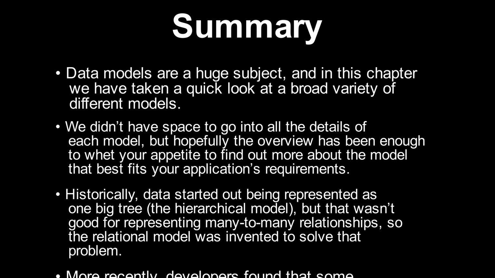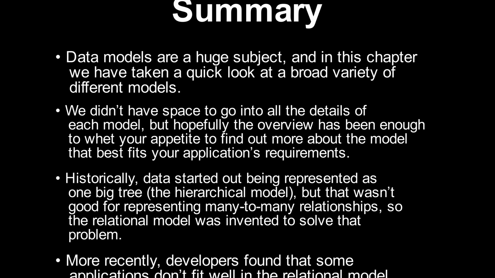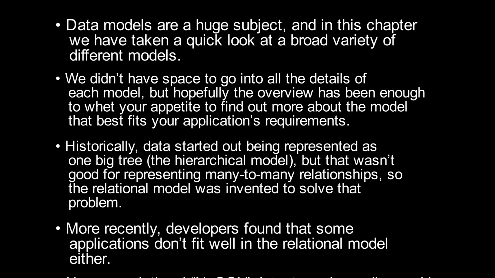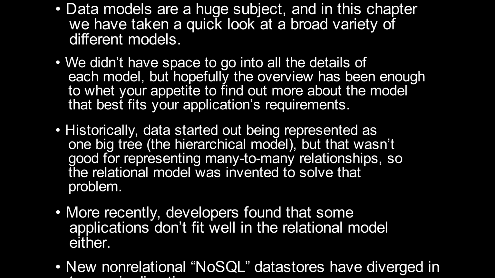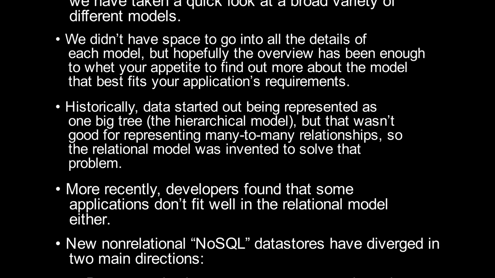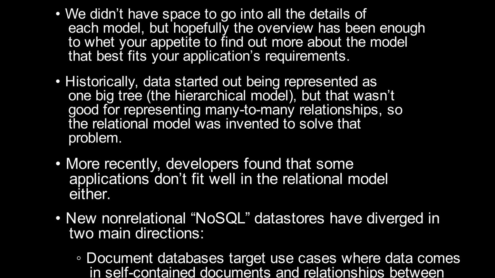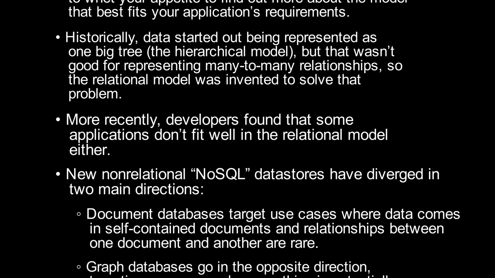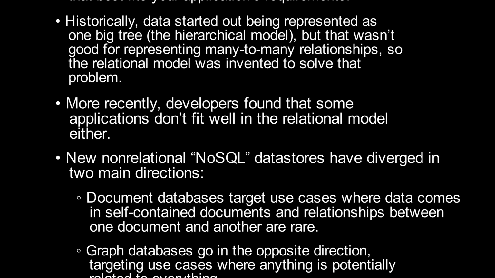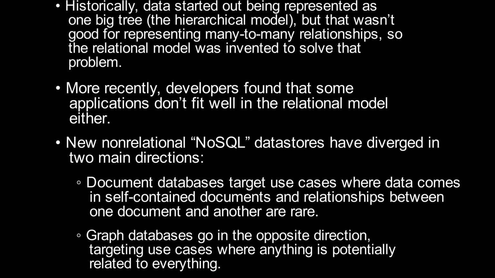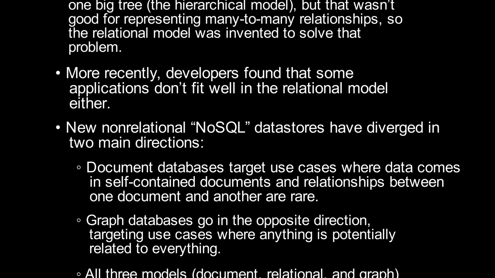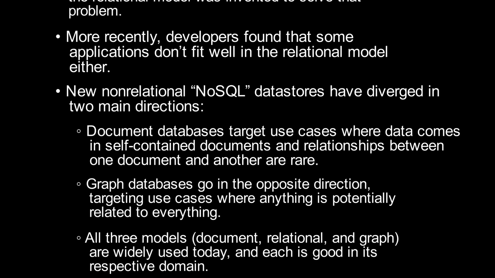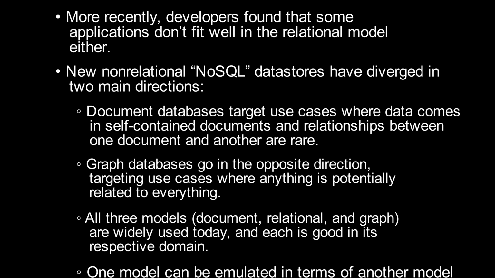Historically, data started out being represented as one big tree, the hierarchical model, but that wasn't good for representing many-to-many relationships, so the relational model was invented to solve that problem. More recently, developers found that some applications don't fit well in the relational model either. New non-relational NoSQL data stores have diverged in two main directions. Document databases target use cases where data comes in self-contained documents and relationships between one document and another are rare. Graph databases go in the opposite direction, targeting use cases where anything is potentially related to everything.